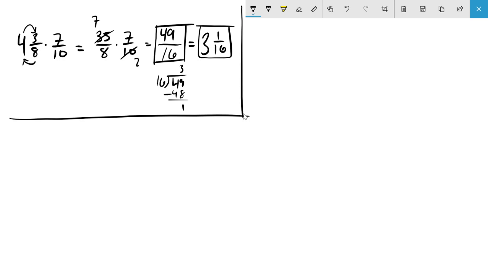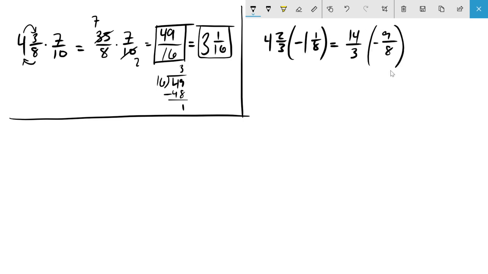All right, the next one, you can just ignore the signs until the end, because we know the rule. This thing's going to come out negative, so we can just focus on the actual multiplication. But first you need to turn them into impropers. So 3 times 4 is 12 plus 2, this would become 14 thirds. And then this is going to be 8 times 1 is 8 plus 1 is 9 eighths.